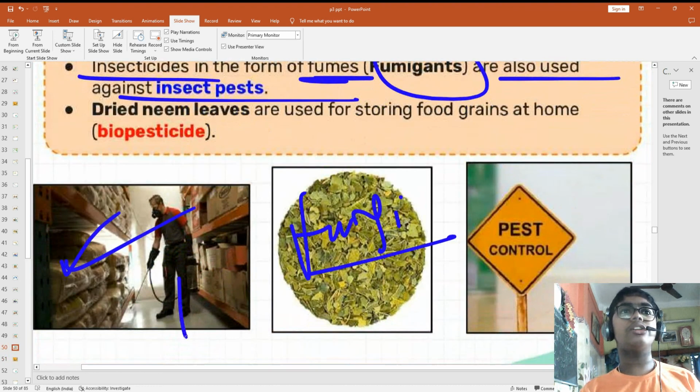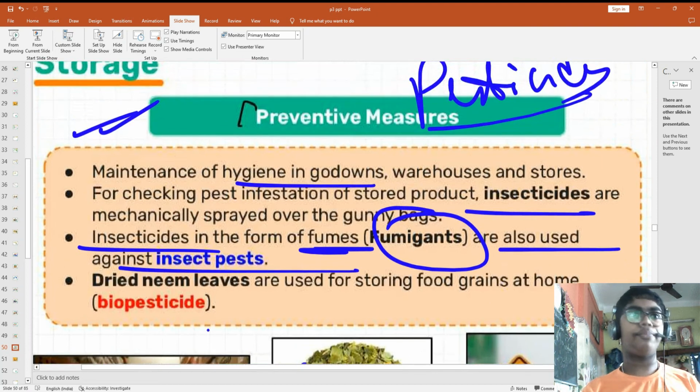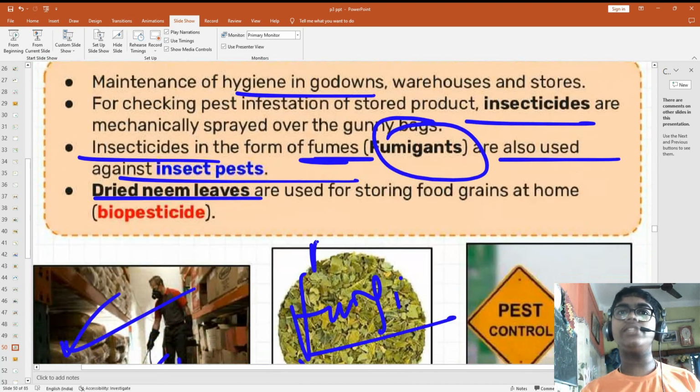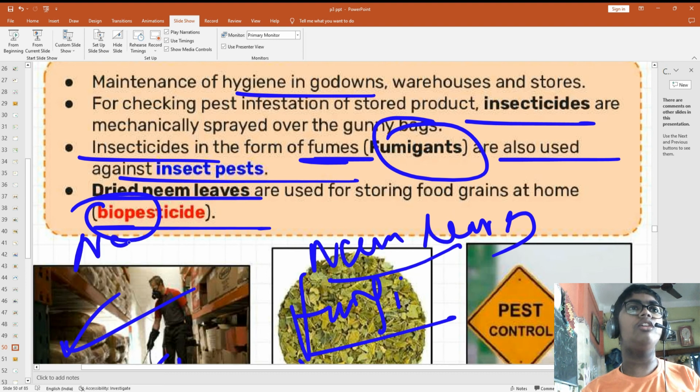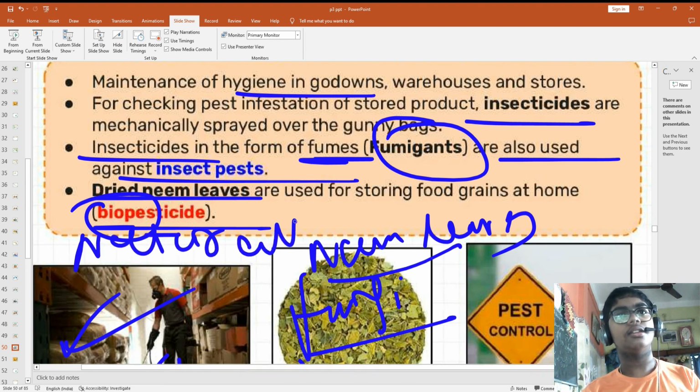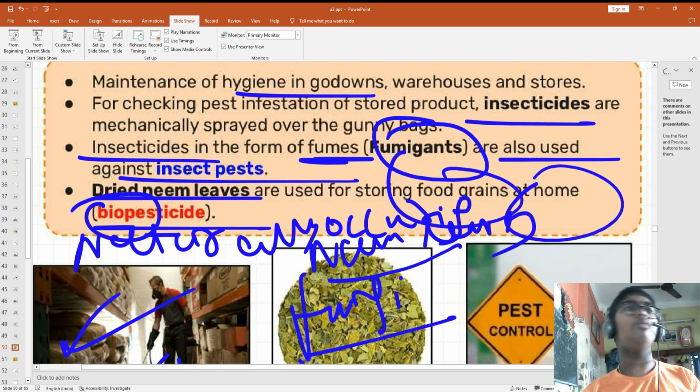गरम किया जाता है, hot fumes, जिससे वो चला जाता है. Dried neem leaves, जो neem leaves होता है, they are a biopesticide. Biopesticide means bio means naturally occurring pesticide. Okay, used for storage and at home भी use किया जा सकता है.